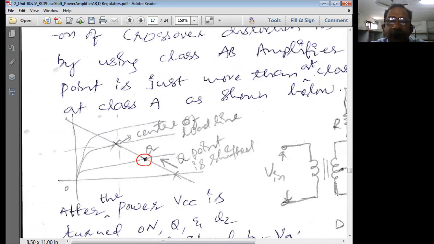Just because of this operating point position, we say it is a class AB type of power amplifier. That means the class AB push-pull power amplifier is a modified version of the class B push-pull power amplifier. You should not say class AB is the class B push-pull power amplifier. We can say class AB is the modified version of the class B push-pull power amplifier. That's what we can always say here, right?